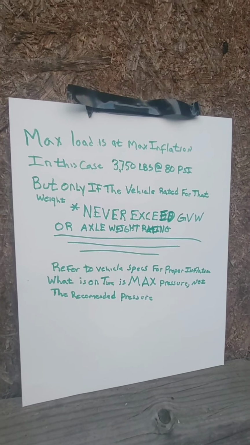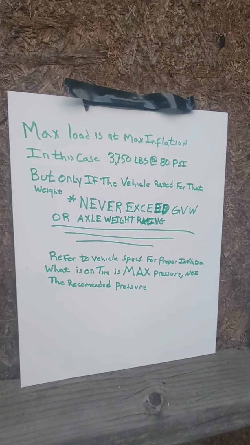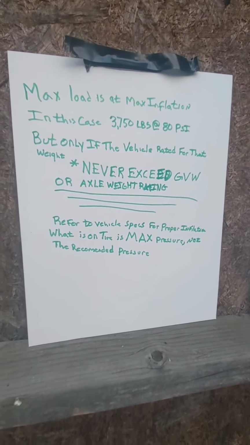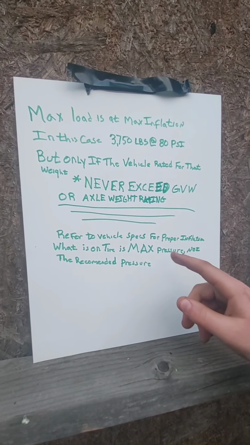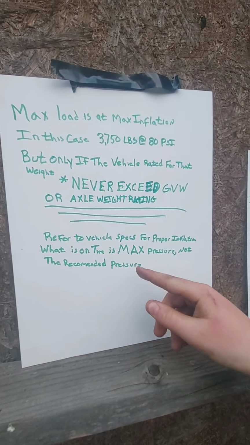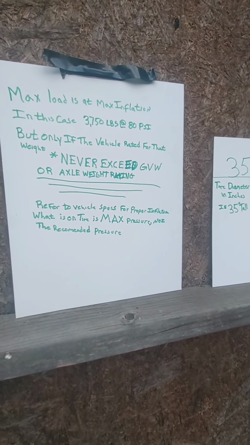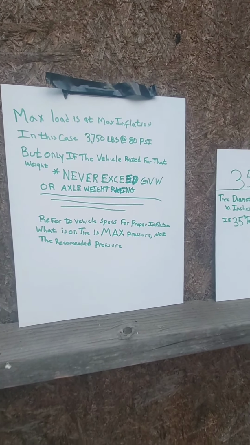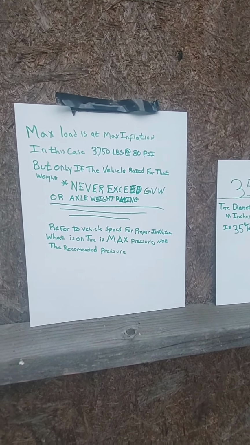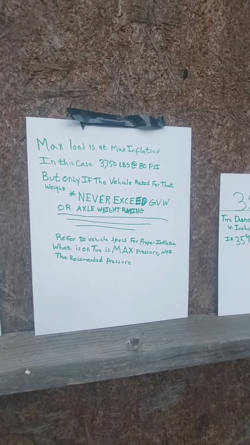Now, you never, ever exceed the GVW or axle weight rating, no matter what the tire says it can handle, because the axles and the suspension of the vehicle just couldn't handle it. Refer to your vehicle's specs for proper information. What is on the tire is max pressure, not the recommended pressure. Most cars, you'll be able to look on the door and it'll tell you, or if it's not on the door, it could be written in your glove box. It'll definitely be written in your owner's manual. So most cars will say 32 to 35 psi.